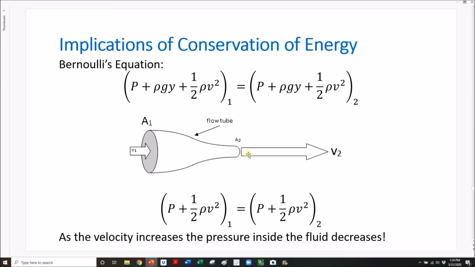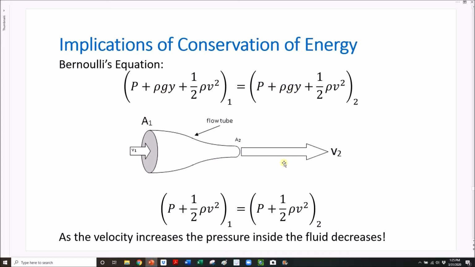So for this particular flow tube, let's apply conservation of energy. We have a pressure, a potential energy term, and a kinetic energy term on this end. We have a pressure, a potential energy term, and a kinetic energy term at point 2. Now, notice that the average height of the fluid, or the flow tube, is the same on both sides. So this potential energy term, on average, is the same because the fluid hasn't gone up or down as it's moving through the tube. So that means these two terms are the same, and I can cancel them out, which leaves me with this down here.